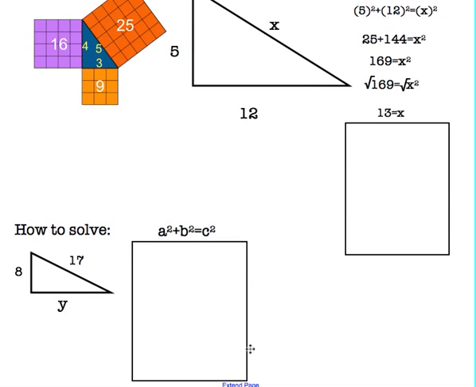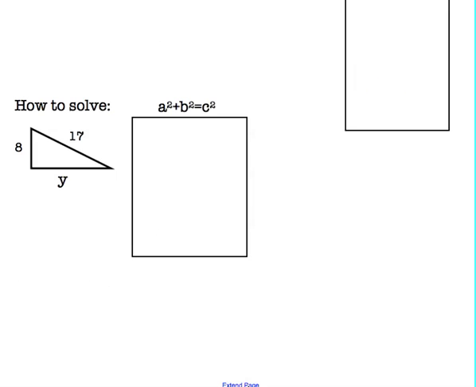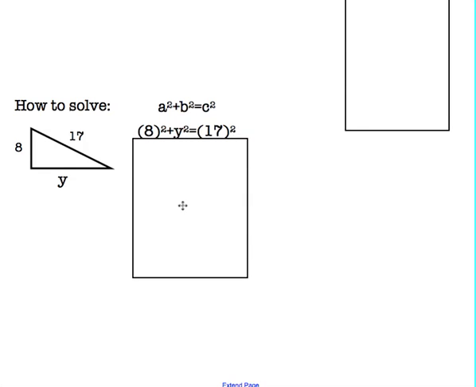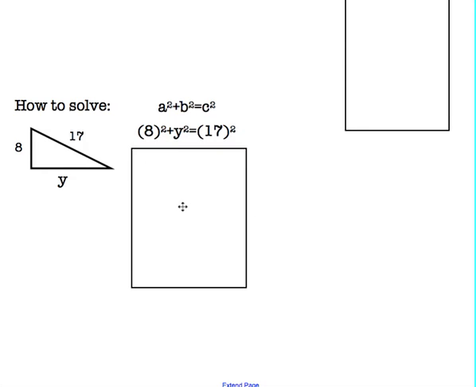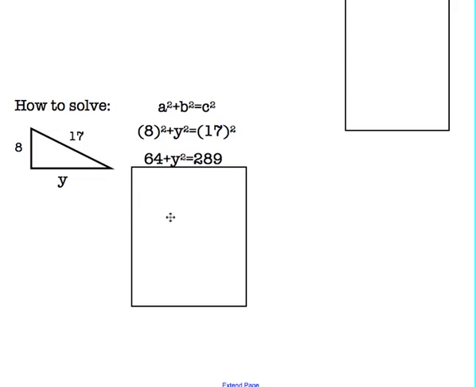Our last example is one in which we know the hypotenuse, but we do not know the base, or the longer leg. A is 8, B is y, and C is 17. So we plug those values in. 8 squared plus y squared equals 17 squared. Then we evaluate what the values are with the exponents. 8 squared is 64, y squared is just y squared, and 17 times 17 is 289.